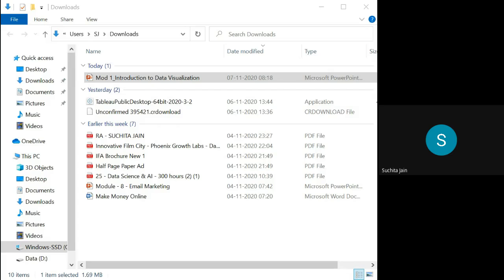Tableau data source: what are the different data sources from where you can extract data and bring into the Tableau environment and then work on that data. What are the components and terminologies used in Tableau? I'll cover that. Then the Show Me panel and what are the different data types as per Tableau.